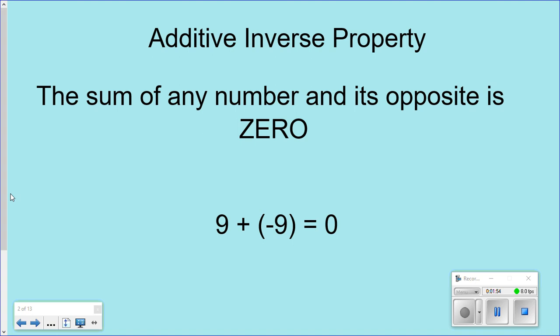So here's an example I have down there. 9 plus -9 is 0. This goes for any whole number and its opposite. You could do -4 and 4. You could do 5 and -5. So anything that you're adding together and its opposite, the answer is always 0. We're going to talk about that a little bit later as well.